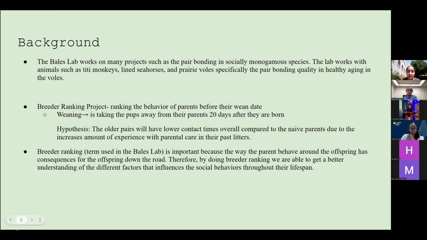So breeder ranking is a term that we use just in the Bales lab, and that's where we're ranking the behavior of parents when they're interacting with their pups. So we rank their behavior, and then when the pups are born, we keep them for 20 days and then we wean them. So for my project, my hypothesis was that the older pairs will have lower contact times overall compared to the naive new parents due to increased amount of experience with parental care in their past litters.